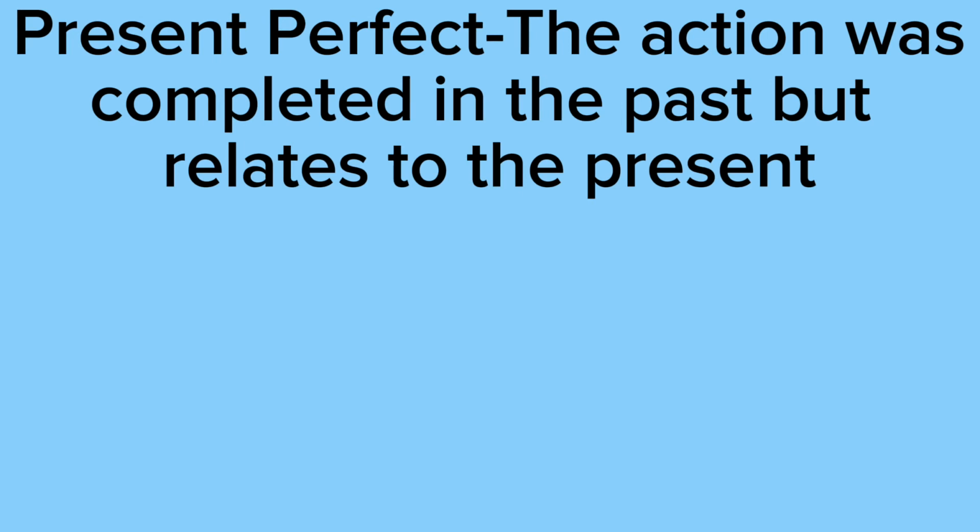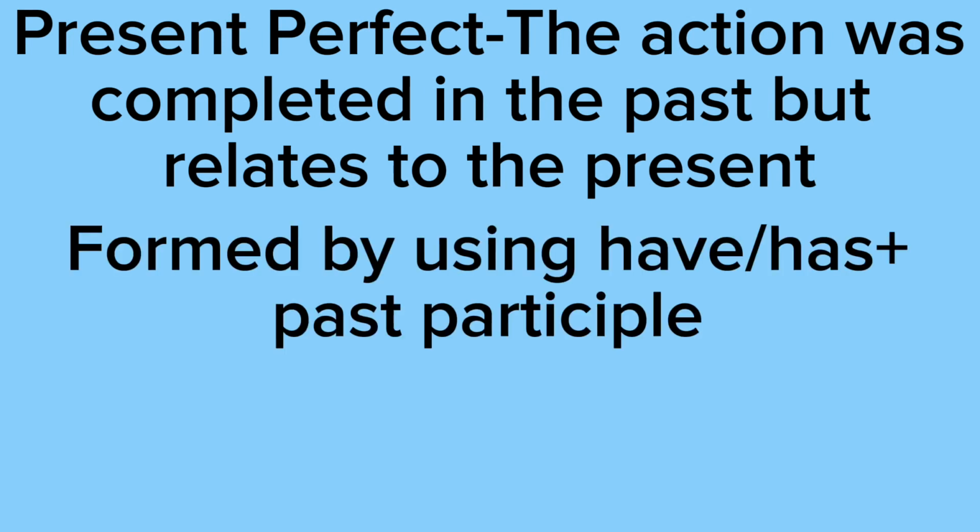Next, we have present perfect, which means the action was completed in the past but relates to the present. This is formed by using have or has, depending on the subject, plus the past participle. This tense has always confused me because I've always wondered how the action relates to the present. But I guess because it's something that you've done before, you could still do it in the present.